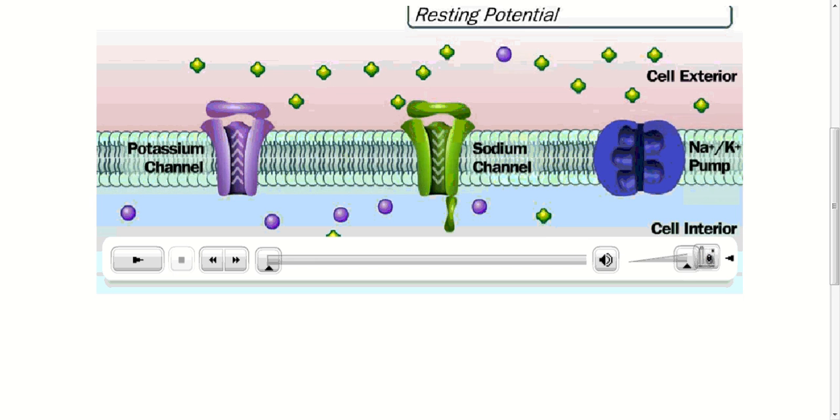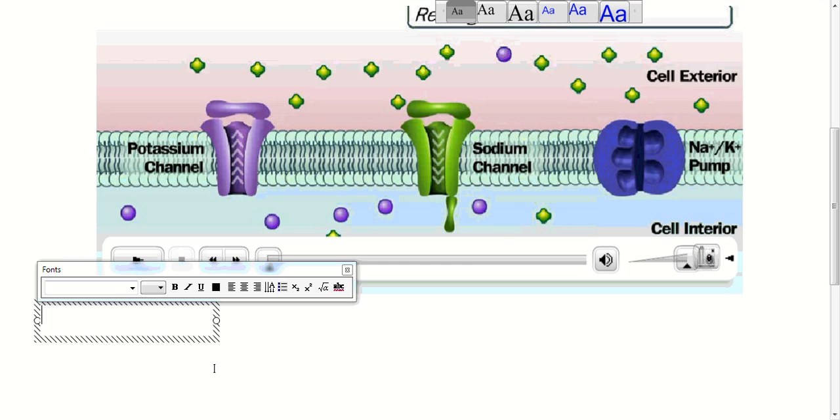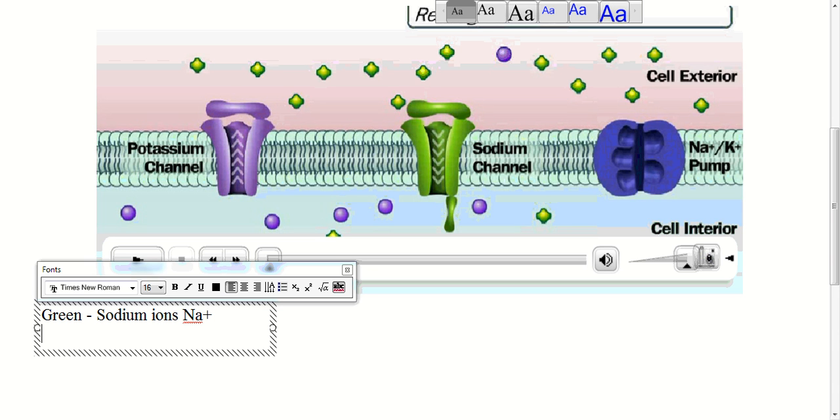Okay, first of all, just so you know what's what in this animation, the green blobs that you see above represent sodium ions, and hopefully you remember from your GCSE chemistry, sodium ions are positively charged. The purple blobs that you see in the animation above represent potassium ions. So these are charged particles.